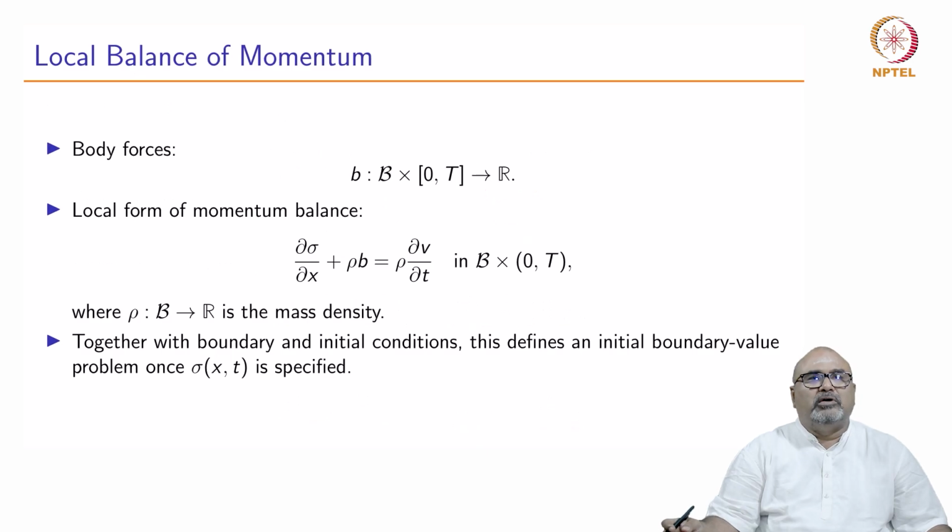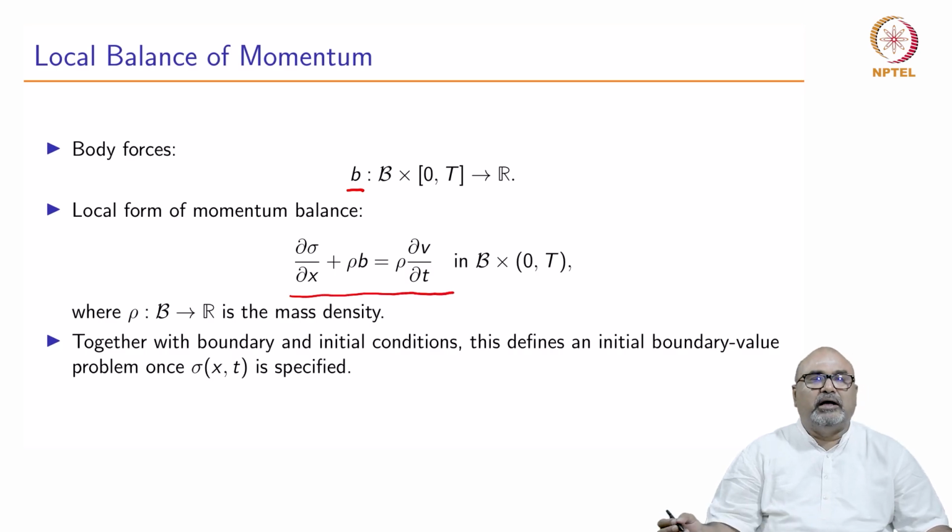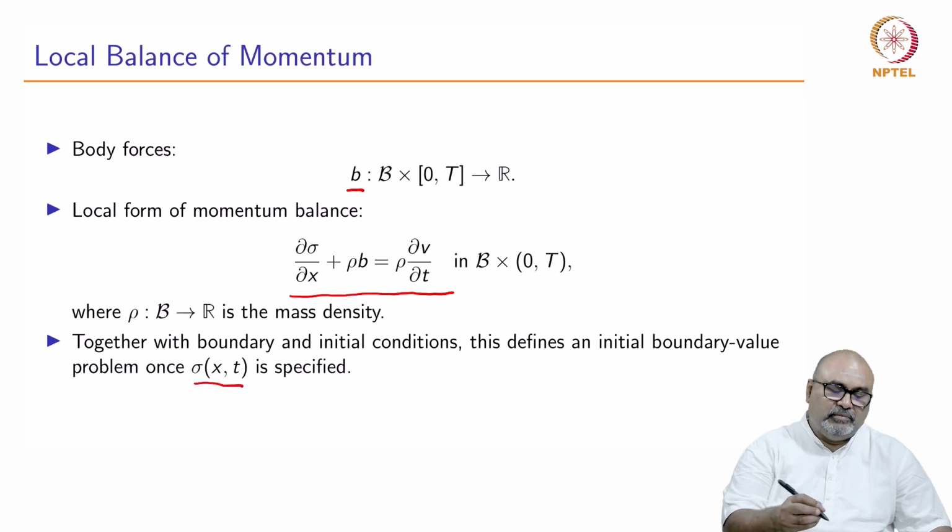Now, the domain is also subjected to body forces. The body forces are denoted by small b, and this whole body satisfies the balance of linear momentum, which is denoted by divergence of sigma plus rho times body force equal to the inertia force, which is denoted as rho times dou V by dou T, where rho is the mass density. So, together with the boundary conditions and initial conditions, this defines the initial boundary value problem once we are able to prescribe sigma of x comma t.